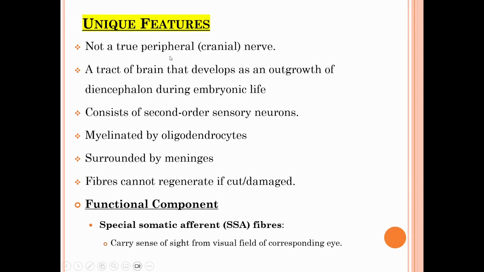The unique features of optic nerve, second cranial nerve, is it is not a true peripheral nerve. It is a tract of brain that developed as an outgrowth of diencephalon during embryonic life. It consists of second order sensory neurons myelinated by oligodendrocytes surrounded by all the three meninges, and fibers cannot regenerate if cut or damaged, and the functional component is special somatic afferent fibers which carry the sense of sight from visual field of corresponding eye.